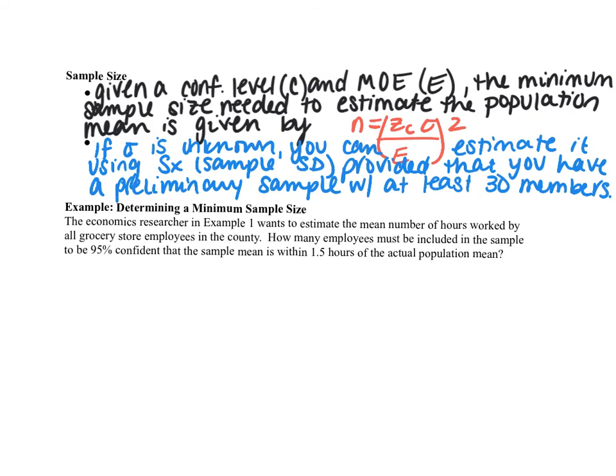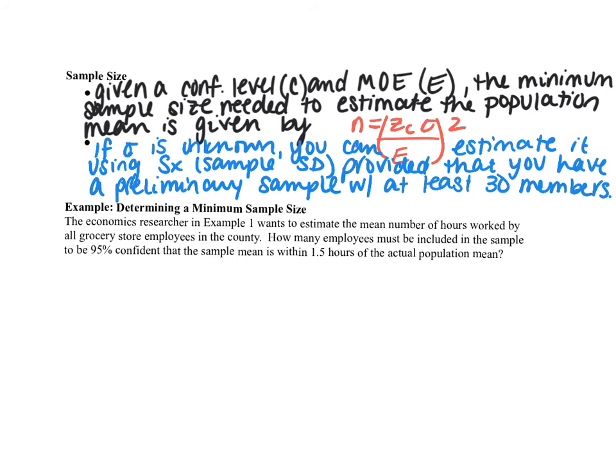So the economics researcher in example 1 wants to estimate the mean number of hours worked by all grocery store employees in the county. How many employees must be included in the sample to be 95% confident that the sample mean is within 1.5 hours of the actual population mean? Okay. All right. So what we have here is we're working with this grocery store problem again. And basically what they're saying is, how many people do we need to have in our sample in order to be sure that this is a good estimate?